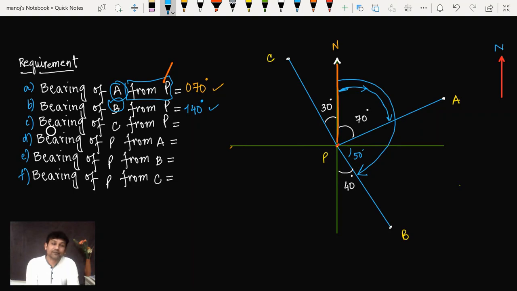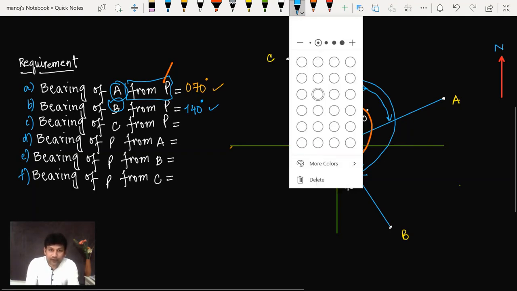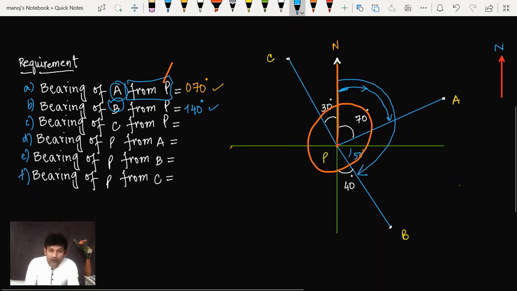Now point C, bearing of C from P. From P, P should have north. Okay, do we have north at P? Yes. Now what do I have to do? I have to draw a circle at point P. This is very important. Just do it. Now travel on this circle clockwise, till C.